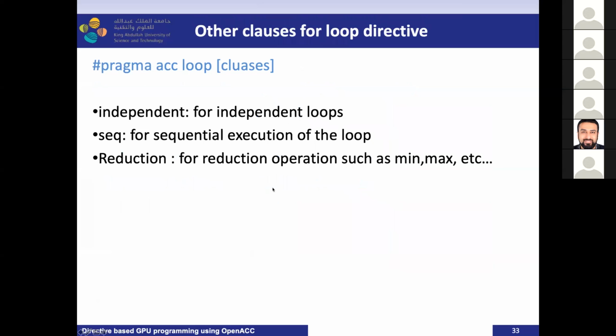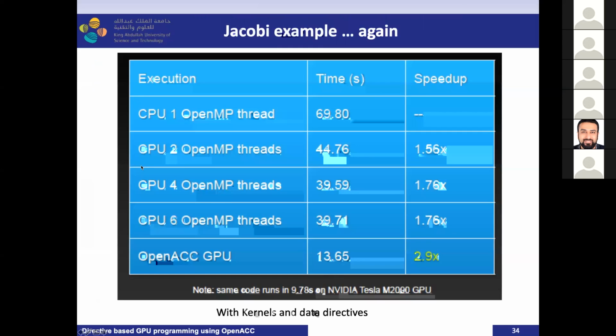And as I mentioned, there are further clauses to the loop directive that I mentioned before, such as independent, sequential, and reduction, which we used. Now, our previous information that we got here is 2.9.